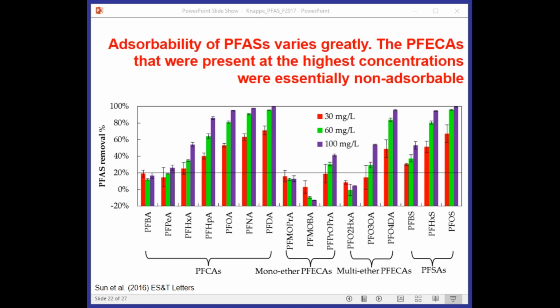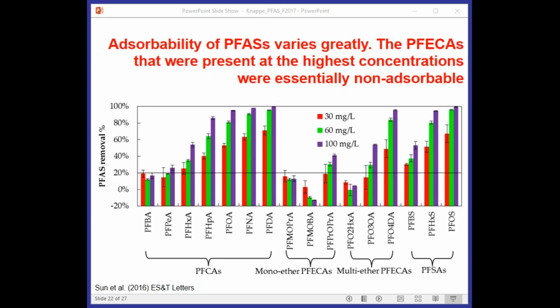And if we look at the monoether carboxylic acids, I'm showing here a 4, 5, and 6 carbon ether, the 6 carbon one being Gen X. Also PFPrOPrA, sorry for this long alphabet soup here. But Gen X was barely removed once we added 60 or 100 milligrams per liter powdered activated carbon into this water. So very challenging to remove that particular chemical.